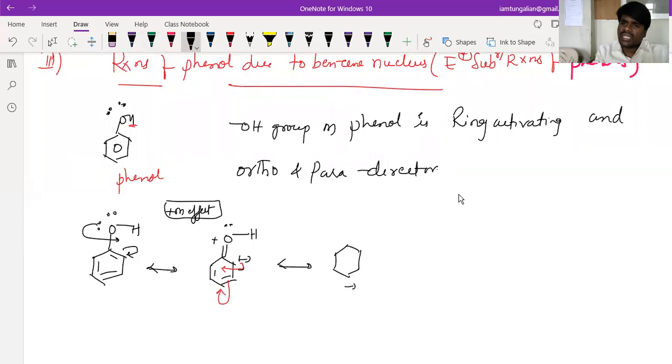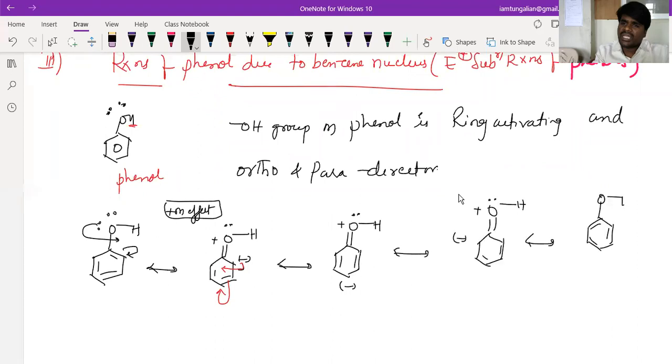Here you get a negative charge at the ortho and para positions. That is the meaning of ortho para directing. So this will again lead to something like this, increasing electron density on the benzene ring, and you call it ring activation.